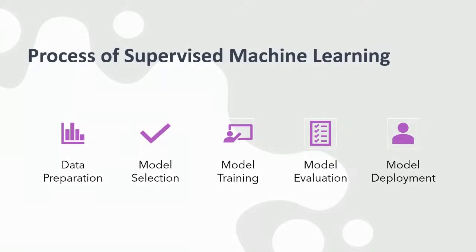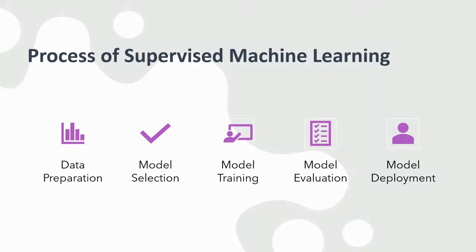The process of supervised machine learning involves several steps. The first step is data preparation, which involves cleaning, pre-processing, and splitting the data into training and testing sets. The second step is model selection, which involves choosing the appropriate algorithm and architecture for the problem at hand.